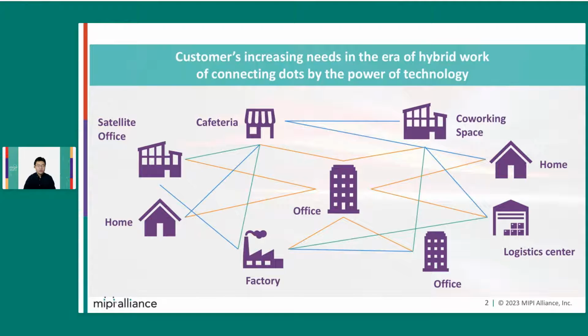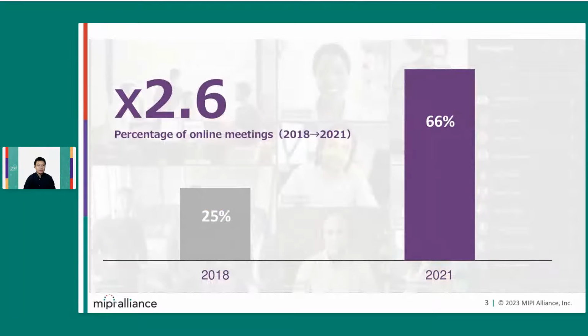Also, during our own research, we found that the percentage of online meetings was 25% in 2018, and it increased to 66% in 2021. So this is the reason why we see our customers' needs, and we must provide some answers to our customers.